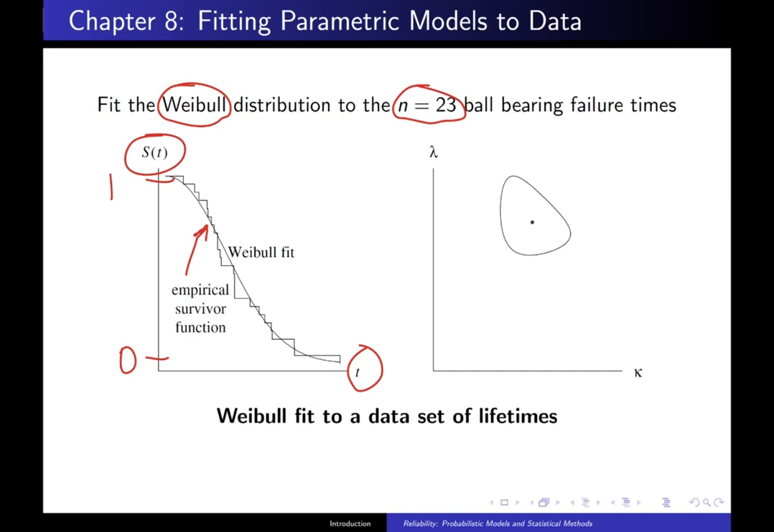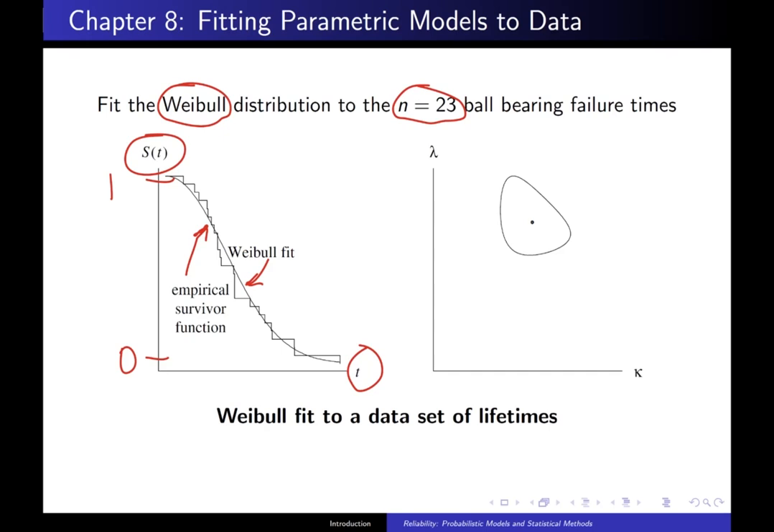Basically, all it does is take a downward step of 1/23, and more generally 1 over n, whenever it encounters one of the lifetimes. The smooth curve is the fitted Weibull distribution, and in this particular case that is fitted by maximum likelihood, and as you can see, the Weibull fitted distribution does a pretty good job of approximating the empirical survivor function.